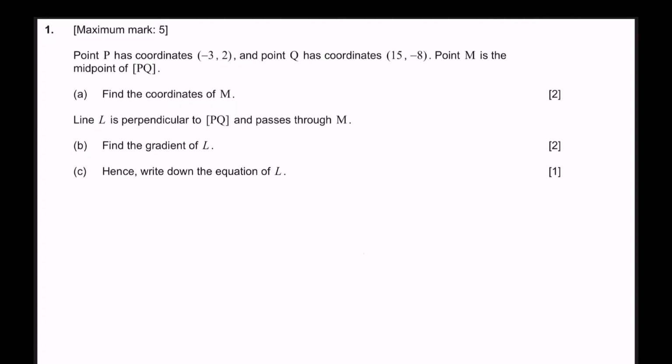So we have a point P which has the coordinates minus 3, 2 and point Q which has the coordinates 15, minus 8. And M is the midpoint of PQ. So first we have to find the coordinates of this midpoint. Let's say P has the point minus 3, 2. Q has the point 15, minus 8, right? M is the midpoint here.